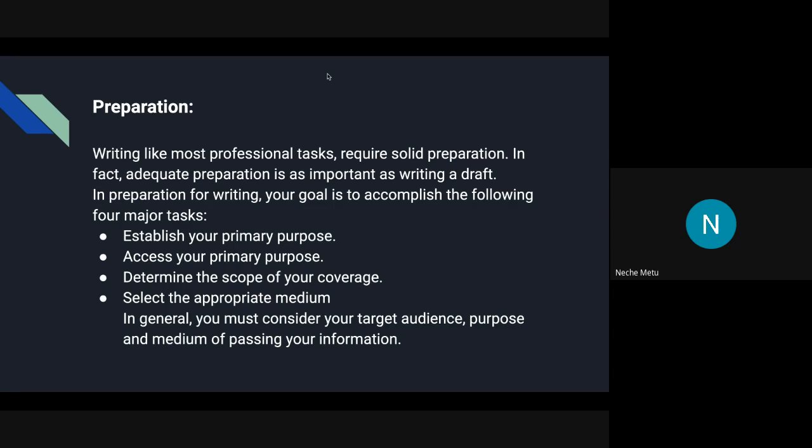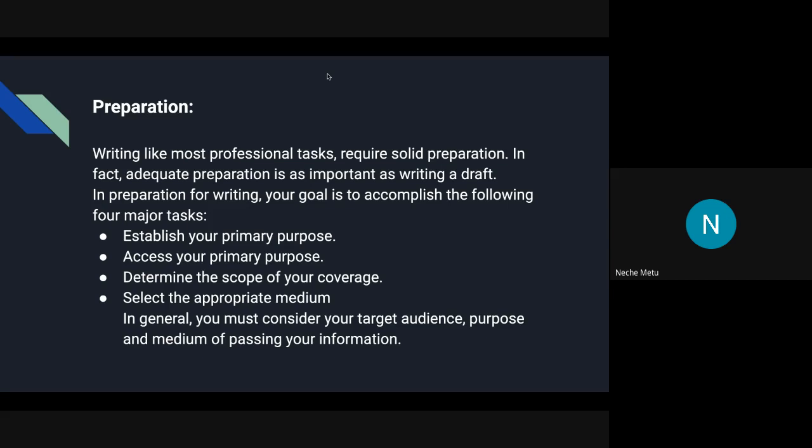It's the same thing, technical writing. There is a process to it. There's a preparation to it. You have to actually prepare ahead of this. So, not to waste our time, we're looking at preparation for writing, what the goal is. Because, for example, if we're cooking fried rice, the goal of cooking fried rice is to eat fried rice.